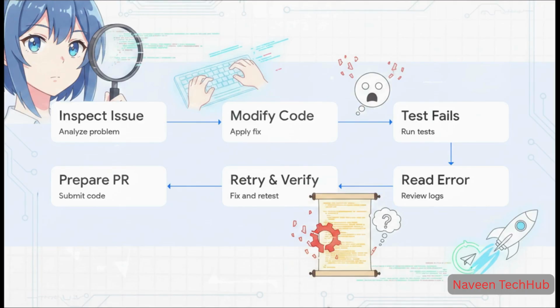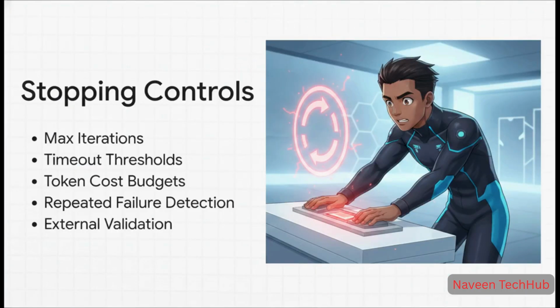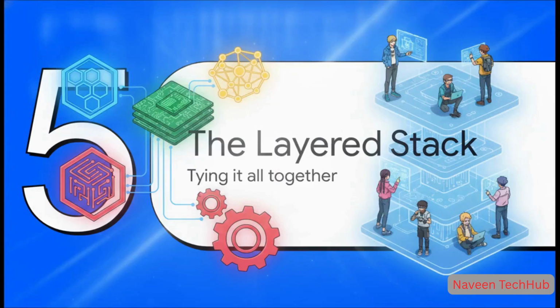Pretty amazing, right? But, and this is a big but, autonomy can be incredibly dangerous if left unchecked. You must include circuit breakers and stopping controls here. Otherwise, an unguided agent will burn through thousands of dollars in token costs in an infinite reflection loop without ever making any progress. You need hard ceilings, maximum iterations, strict timeout thresholds, token cost budgets, and repeated failure detectors that stop the loop and alert a human if the agent just gets stuck making the same error over and over again. Let's bring it all together in Section 5, the layered stack.